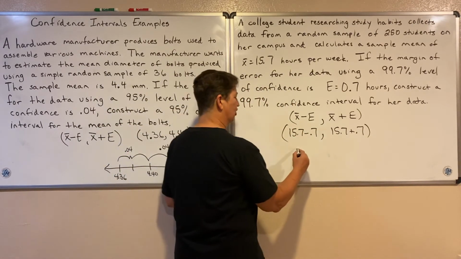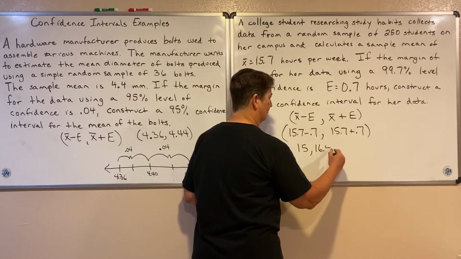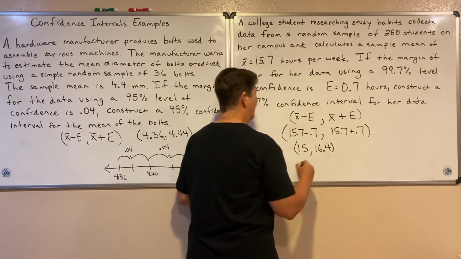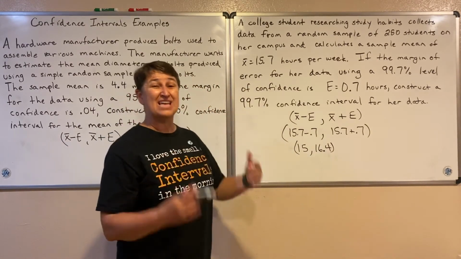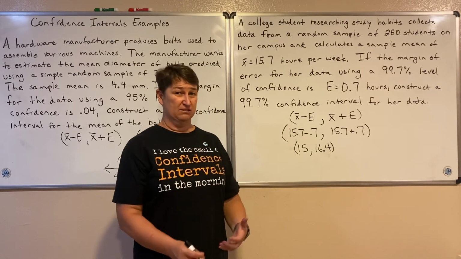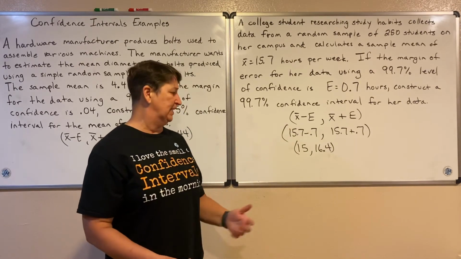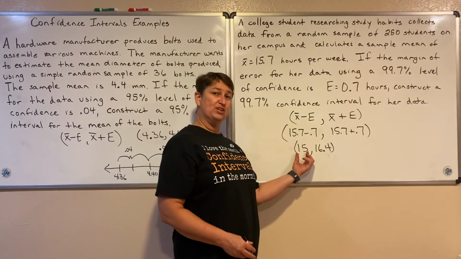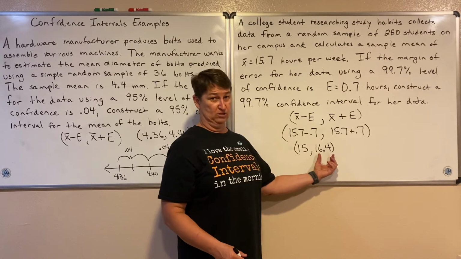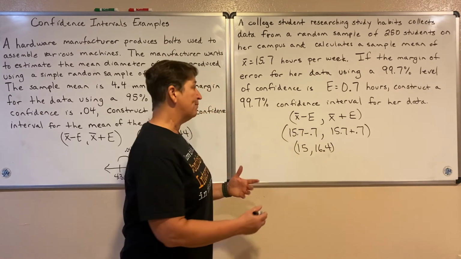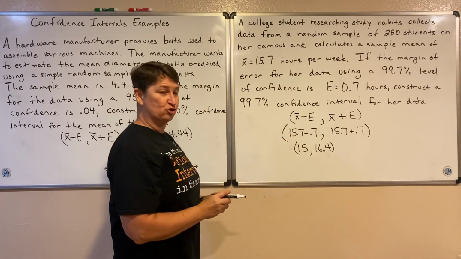So I do the subtraction, I get 15 to 16.4. And she's saying that with 99.7% confidence level, that the population mean is going to be between 15 hours and 16.4 hours per week. So if you think about this, the mean is part of a sampling distribution.